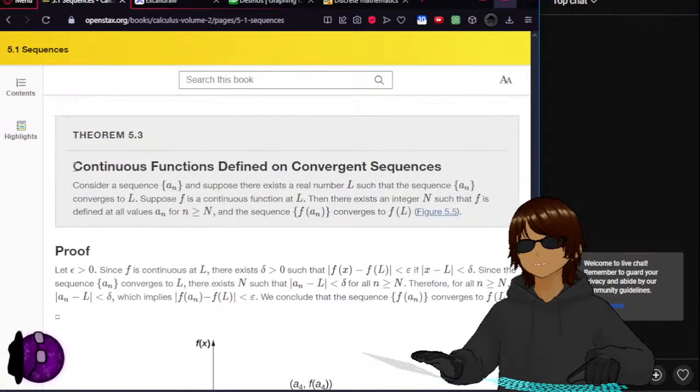Consider a sequence a_n which converges to L. Suppose f is a continuous function at L. Then there exists an integer capital N such that f is defined at all values a_n for n greater than or equal to N. The sequence f of a_n converges to f of L.